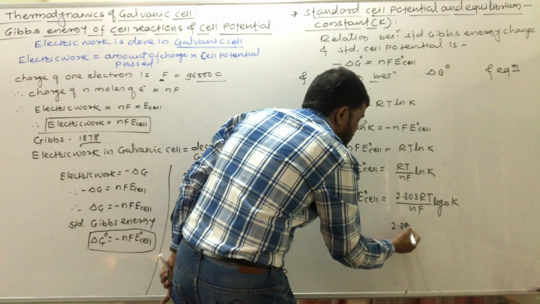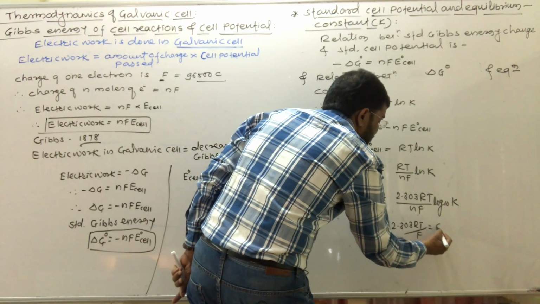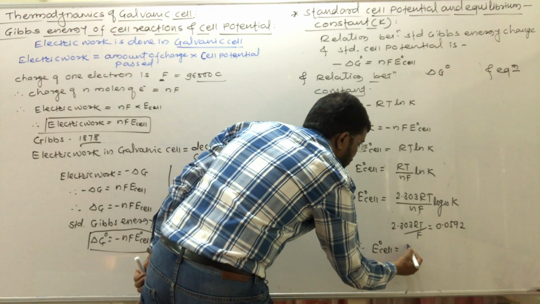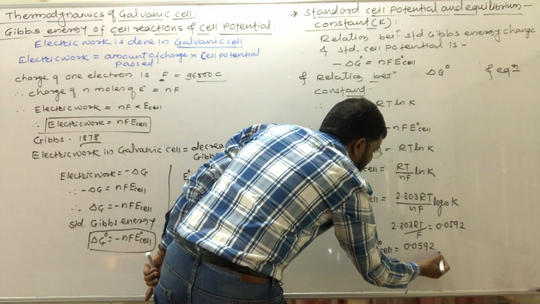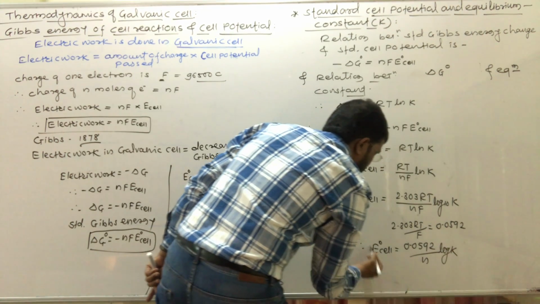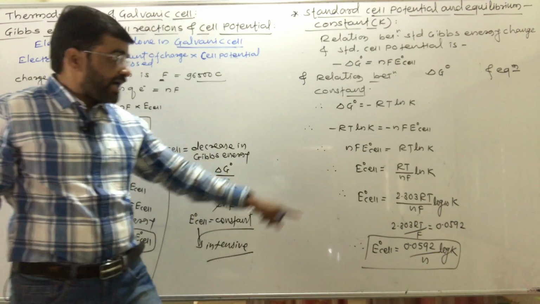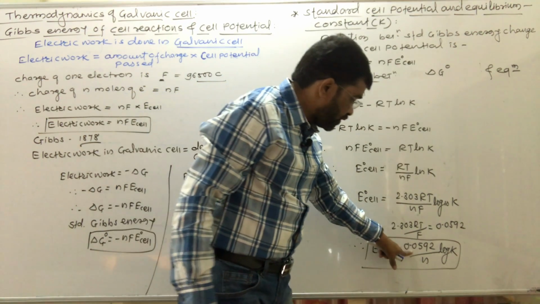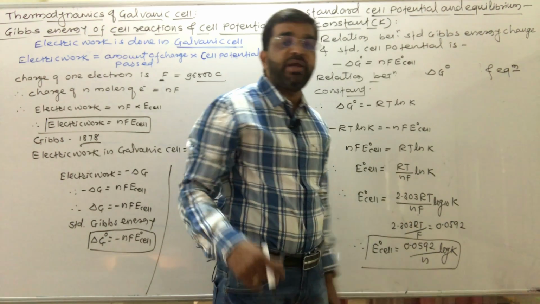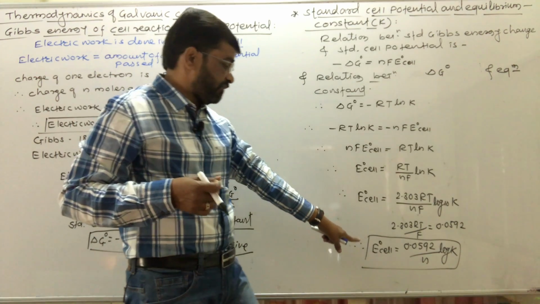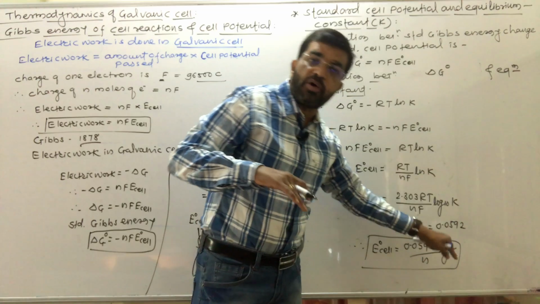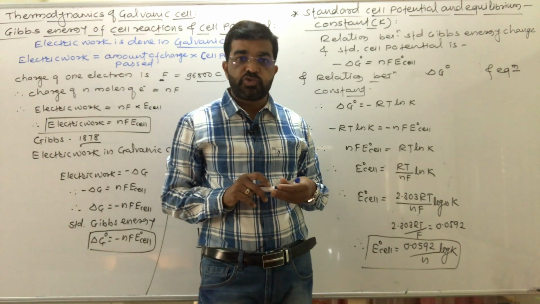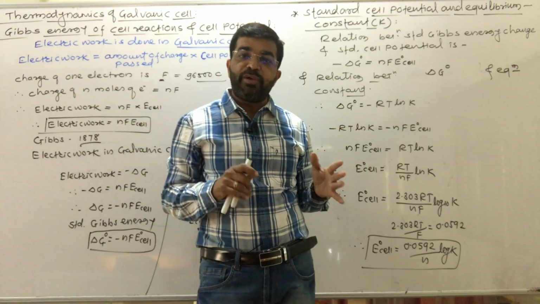We know that 2.303 RT upon F is 0.0592, and therefore cell potential is equal to 0.0592 upon n into log to the base 10 of K. This is the relation between standard cell potential and equilibrium constant. Using this equation, we can find the standard cell potential from the equilibrium constant if we know it, and we can also find the equilibrium constant from the standard cell potential. This is nothing but the thermodynamics of a galvanic cell.